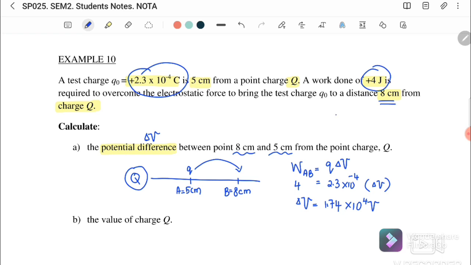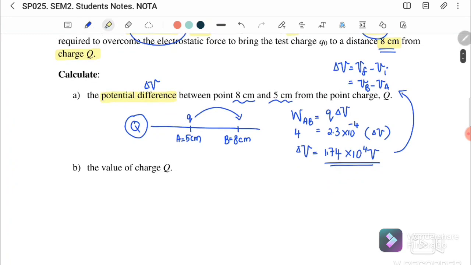Actually this delta V is V final minus V initial. Where we bring A to B, it's actually VB minus VA. This is the value where VB minus VA is equal to 1.74 exponent 4 volt. It is VB minus VA because we must take final minus initial. Next, find the value of the point charge. This is the point charge that we want to find. Just now this was the test charge, and now we want to find the point charge. What is the value of the point charge?